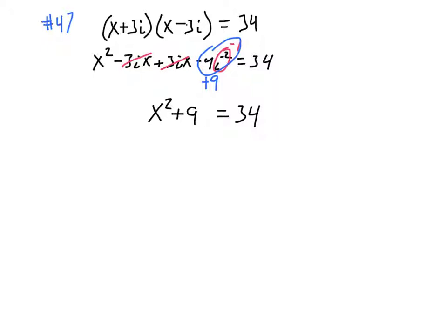What do you think? Subtract 9. Okay, so because you're trying to set up what? Square roots. We're trying to set up square roots, right? We want to solve this by square roots. So let's subtract 9 from both sides.